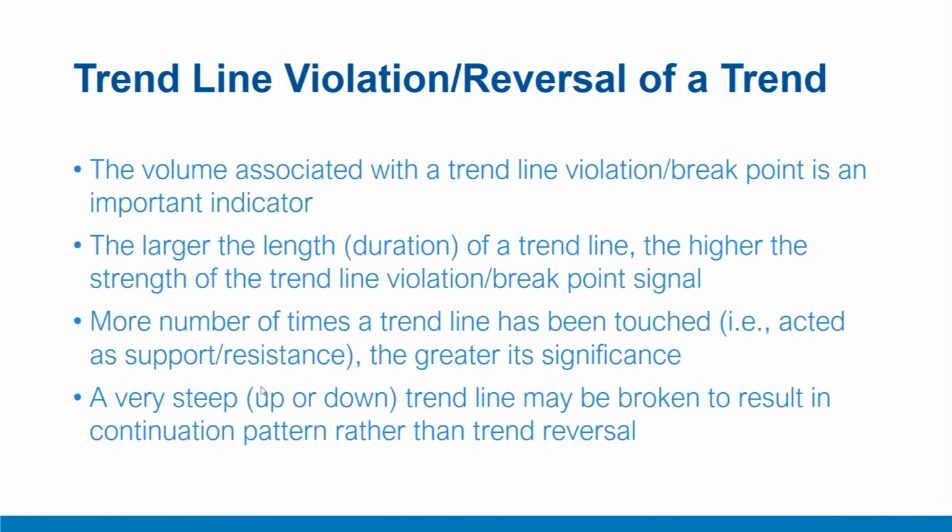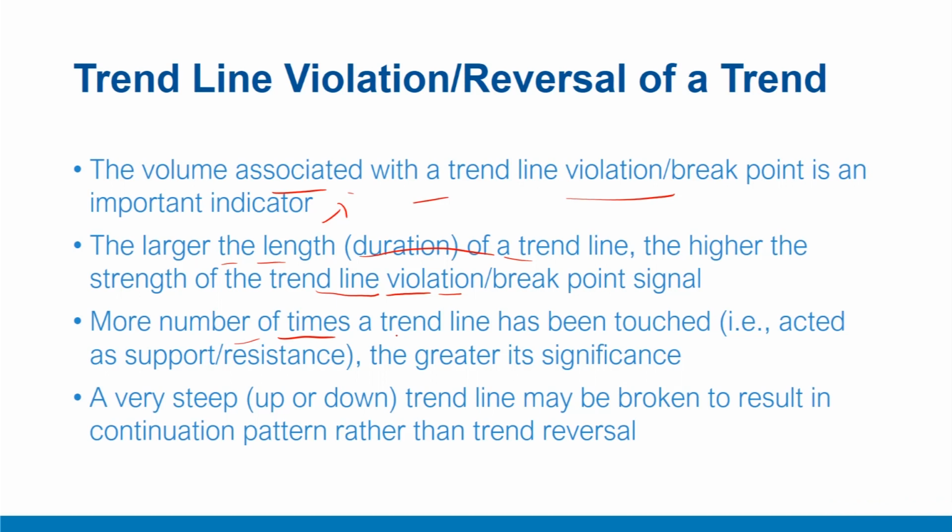There are certain characteristics that are often employed to identify trend reversals with a trend line. For example, volume associated with a trend line violation or breakpoint is an important indicator. Substantially high volume in the particular direction where the cross is appearing is an indicator that the market may be churning or taking a turn. The longer the duration of a trend line, the higher the strength of that trend line, and therefore its violation is also a very significant signal.